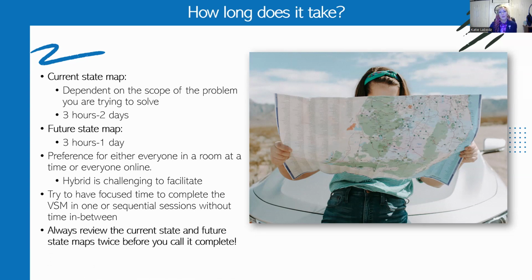And also something to remember is that you always review your current state and future state value stream maps twice before you call it complete. So what does that mean? That means as we're going through step by step, we're reviewing it for the first time. When we finish a value stream map, I'll tell everyone, take a break, or maybe it's the end of the day or it's lunchtime. People need to leave the room.